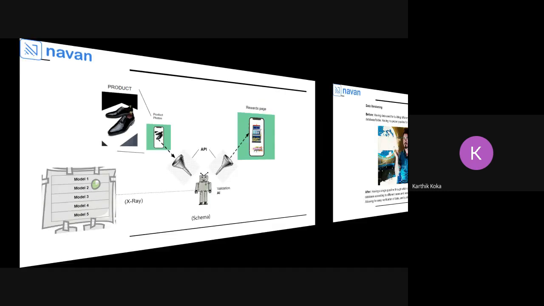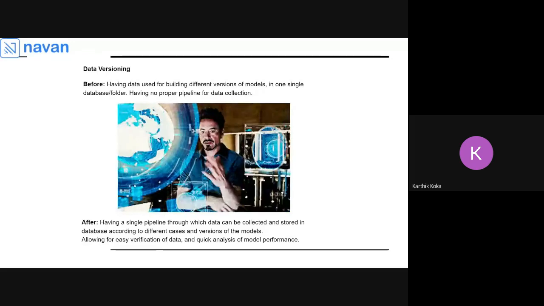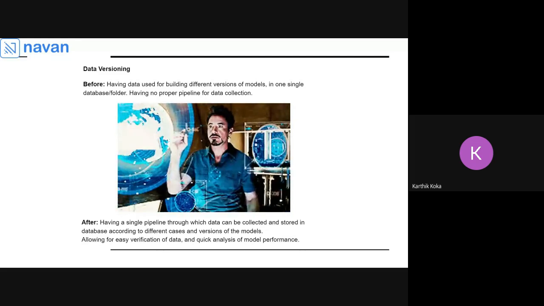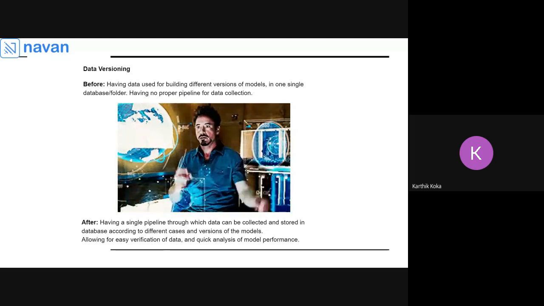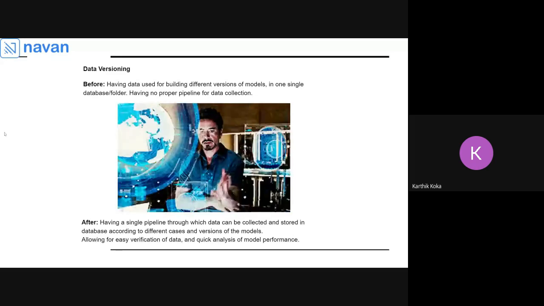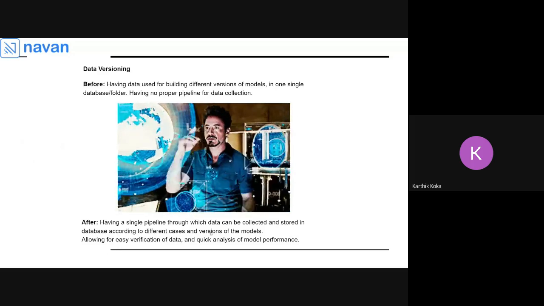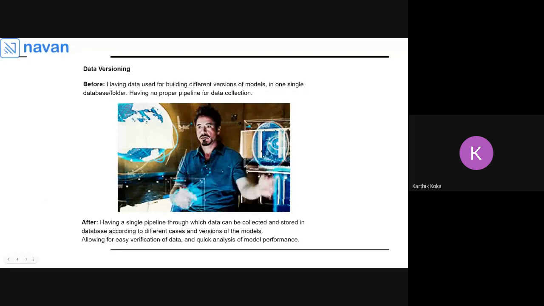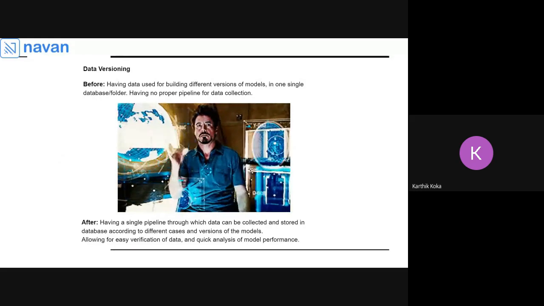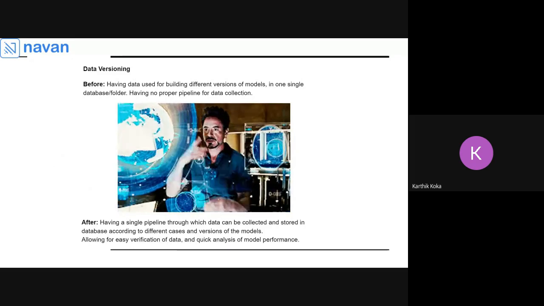Before MLOps, we were storing all these data sets in one single place, with no real segregation and no proper pipeline for the collection of the data. Once we started with the MLOps implementation, we constructed one single pipeline through which all the data could be collected and stored in the database based on the various cases, various features of the data set, and the various versions of the models. This allowed us to easily verify the data, quickly access whatever aspects of the data were required, and quickly analyze the model's performance based on what data was used to train it.